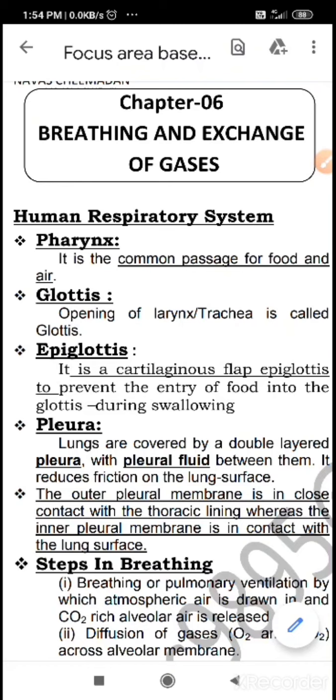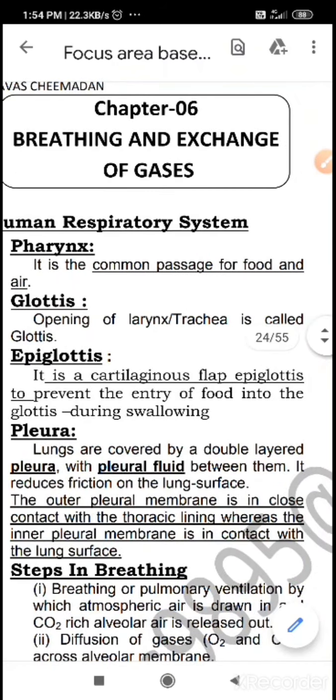One opening leading to the trachea is called the glottis, and in this region what is found? The larynx, the sound box, the vocal box, is found in the pharyngeal region.